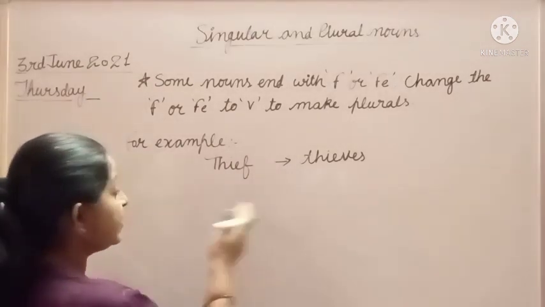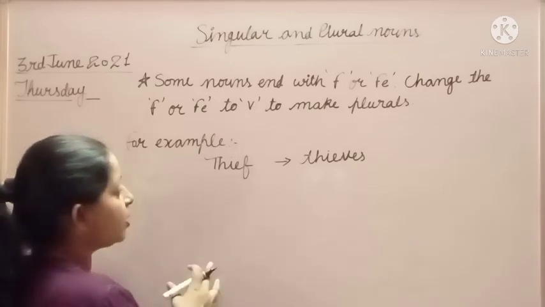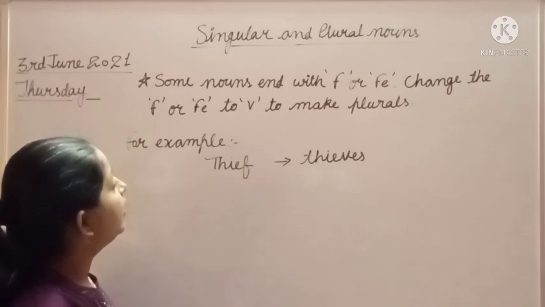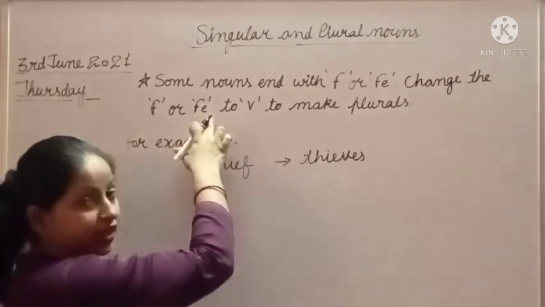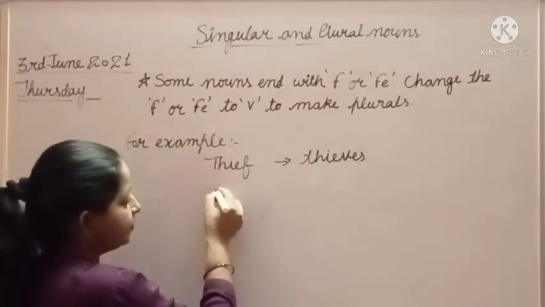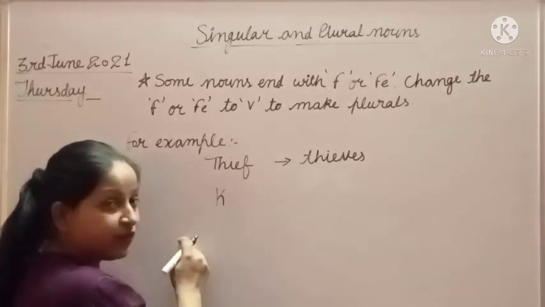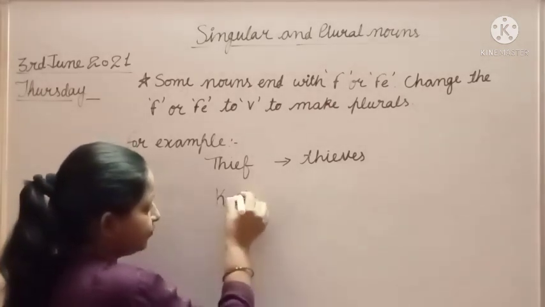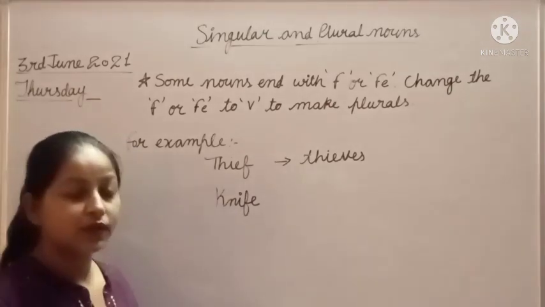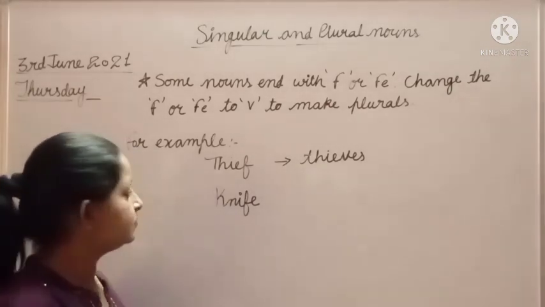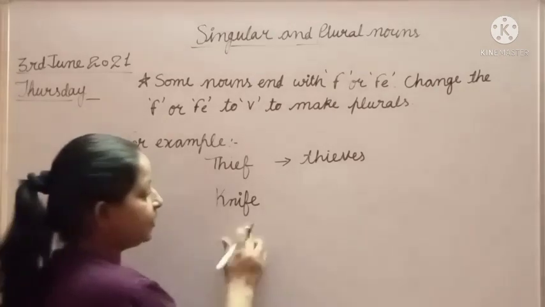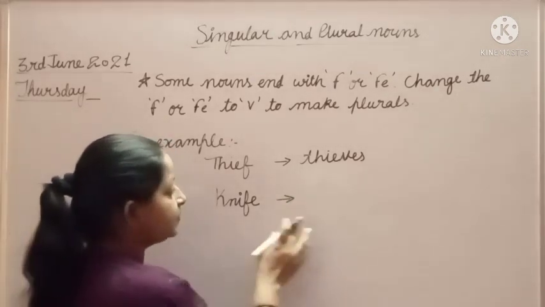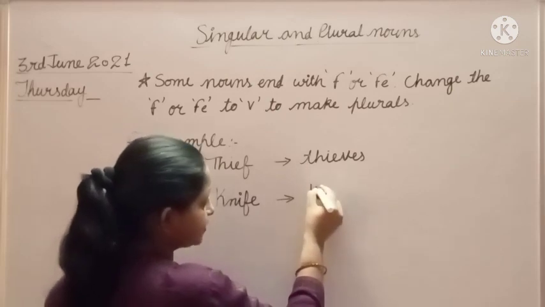Okay. Like this thief, and knife. Because knife always ends with fe. What is the spelling of knife? K-N-I-F-E, knife. You all have a knife in the kitchen at your home? Yes, knife. And we will make the plural of knife like this.